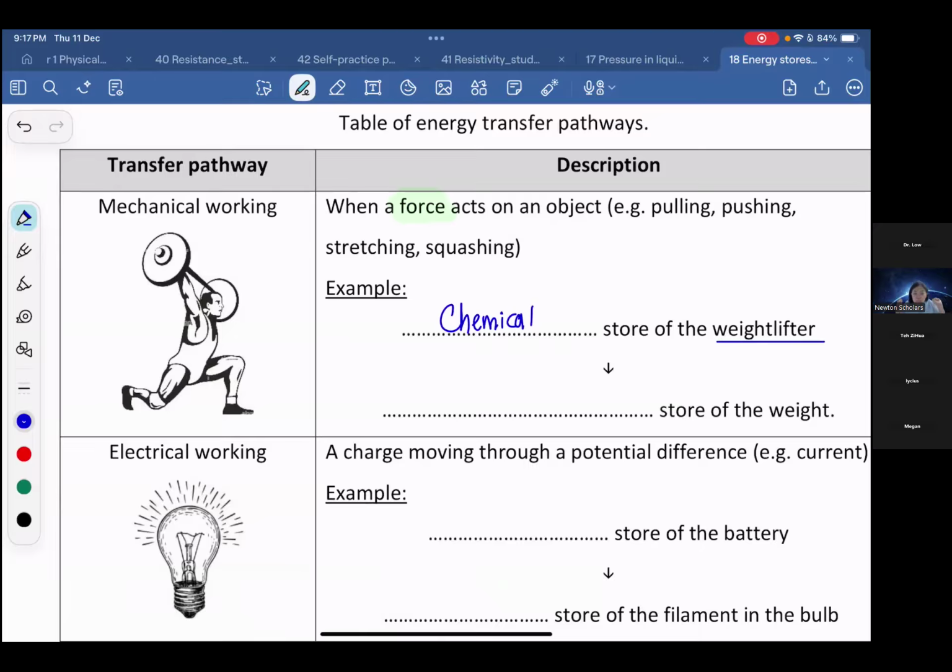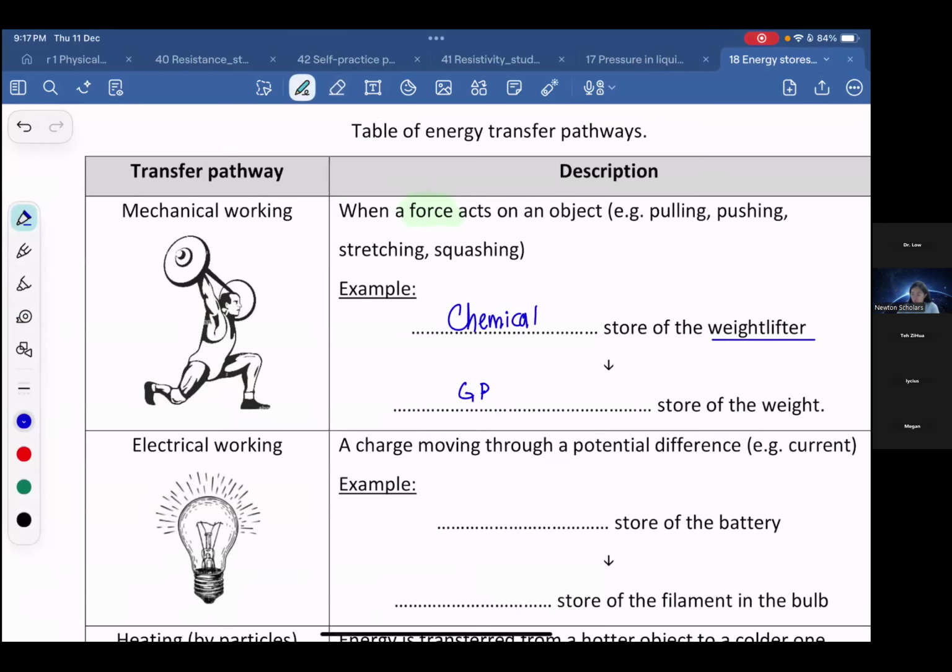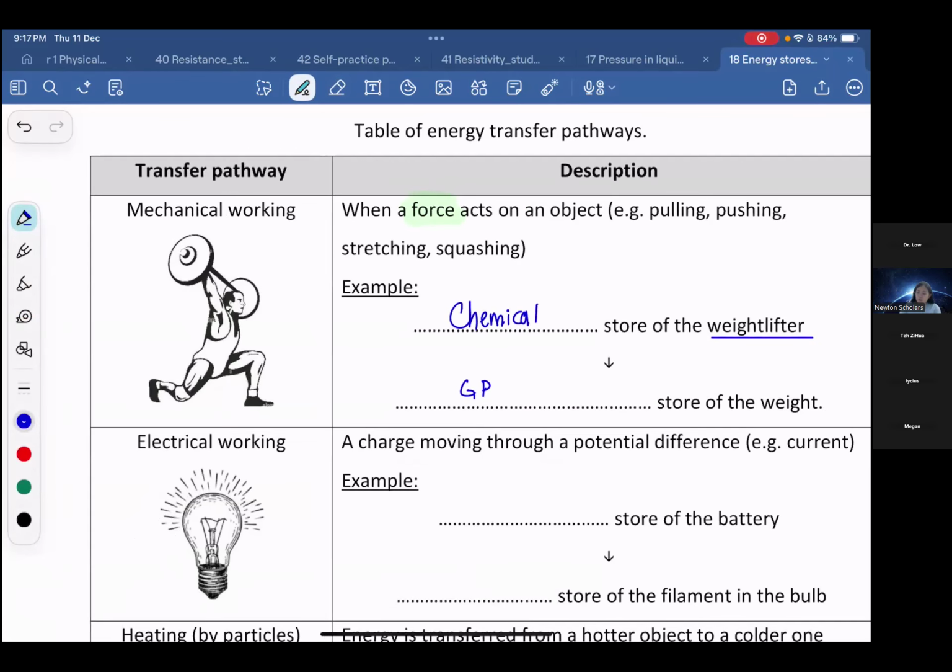Then after that, the weight will lift up. So this one is GPE, gravitational potential energy, gravitational potential store. Then after that, this is mechanical. From here, convert to here. The pathway is mechanical.